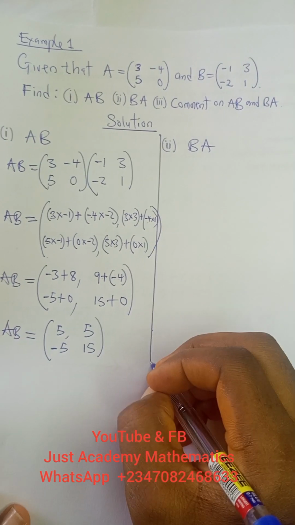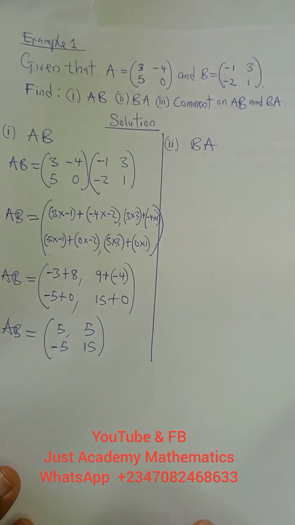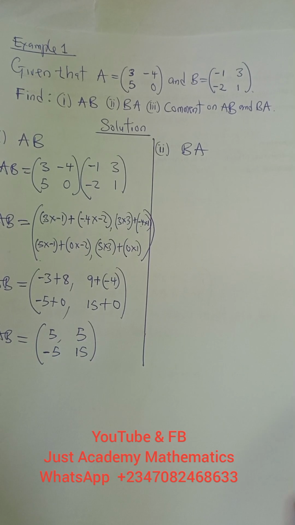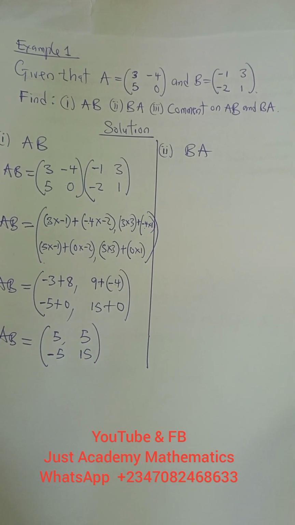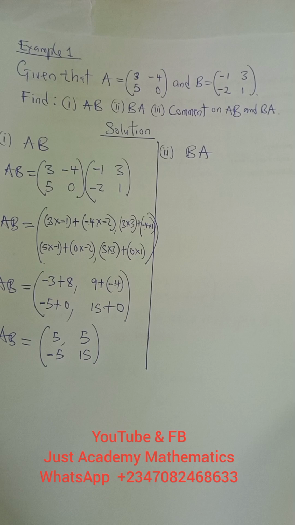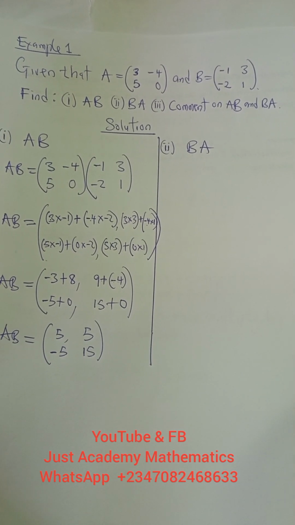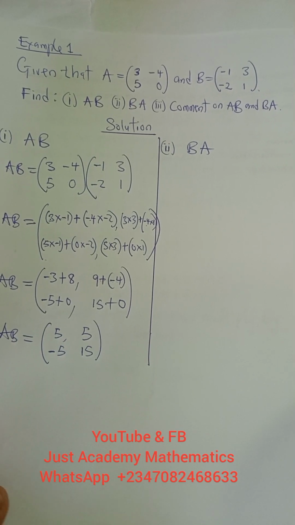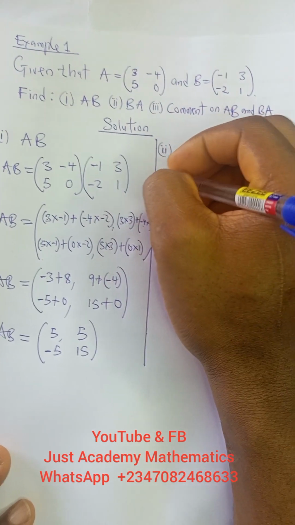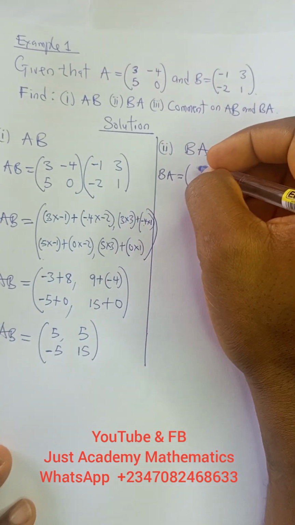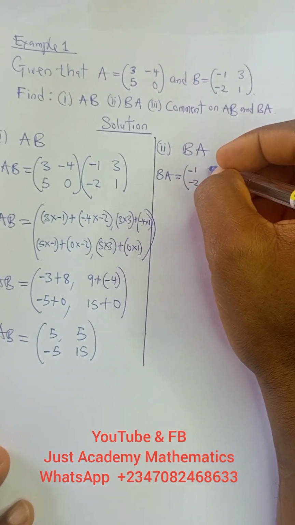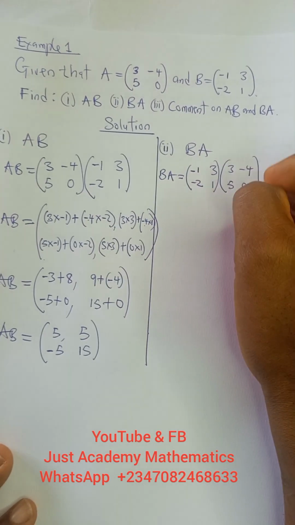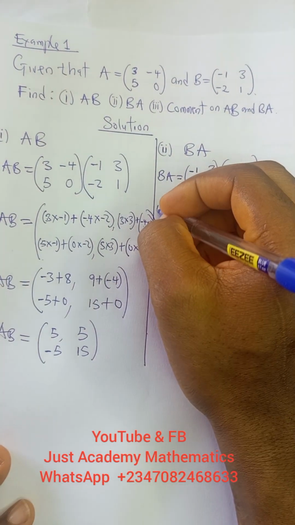Are you with me now? Now, let's go and see the operation for B times A, over here. B times A. Hope you will see. Let me adjust it a little. I hope we will be able to capture everything. Okay. B times A. So let's have it here. BA is equal to what? We write B first: minus 1, 3, minus 2, 1, times 3, minus 4, 5, 0. That is B times A. So let's go. We do the same thing.